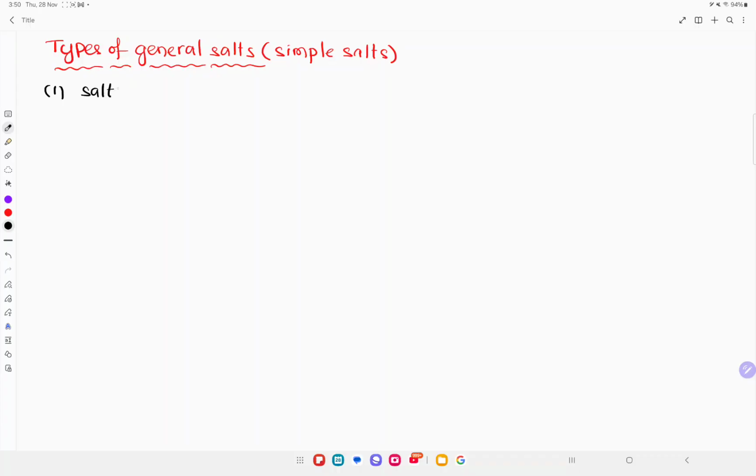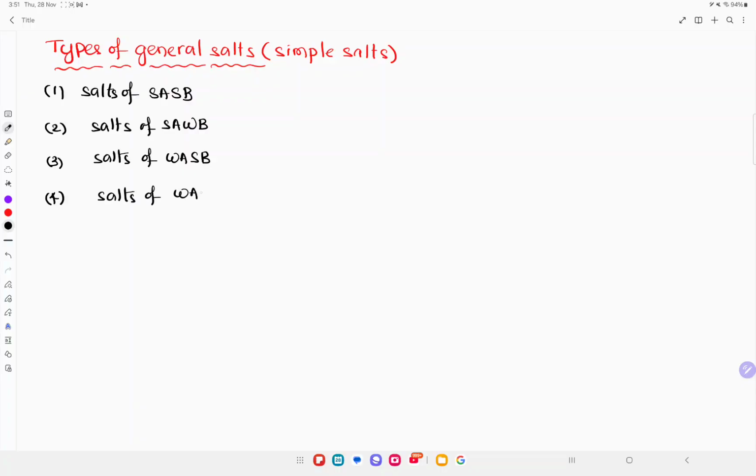Salts of strong acids and strong bases. Second one, salts of strong acids and weak bases. Third one, salts of weak acids and strong bases. Fourth one, salts of weak acids and weak bases.